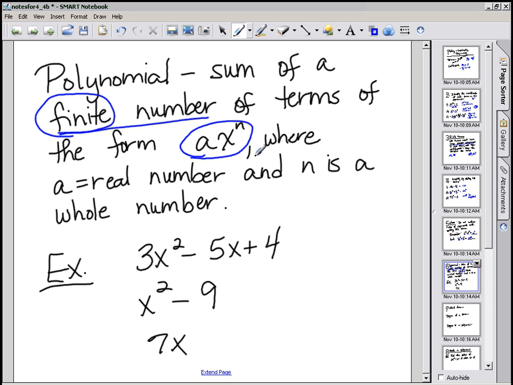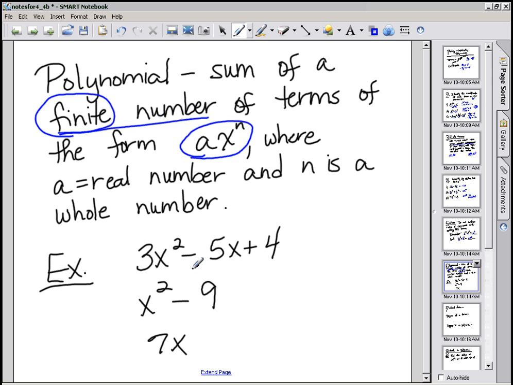The main thing is that a is some real number and n is a whole number. So here we're only talking about either 0 as a power or positive integer powers. We're not talking about negative integer powers here. That would not be a polynomial. So here are some examples. 3x squared minus 5x plus 4. All of those have that ax to the n form.